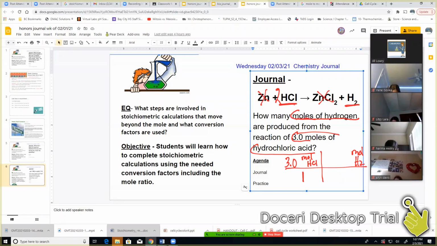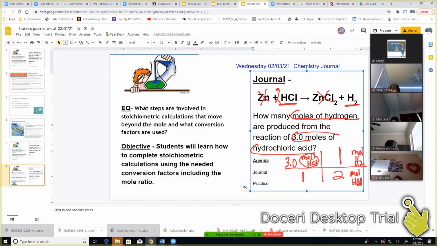So I have to follow my units. If I have moles of hydrochloric acid here, I have to have the same thing down here because I need them to cancel. So now we've got all that done. Now we're just filling in our coefficients for our moles. So how many moles of hydrochloric acid do I have? 2. And how many moles of hydrogen? Remember, look at the coefficient. Since there's not a coefficient, we assume it's a 1.